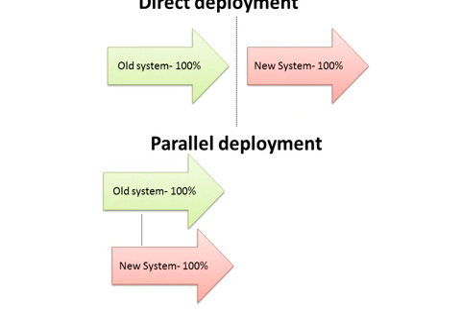Now I am going to elaborate all the deployment types. First, direct deployment. The old system is totally terminated and the new system is installed. The second one is parallel deployment. Old and new systems are used in parallel for a certain period.